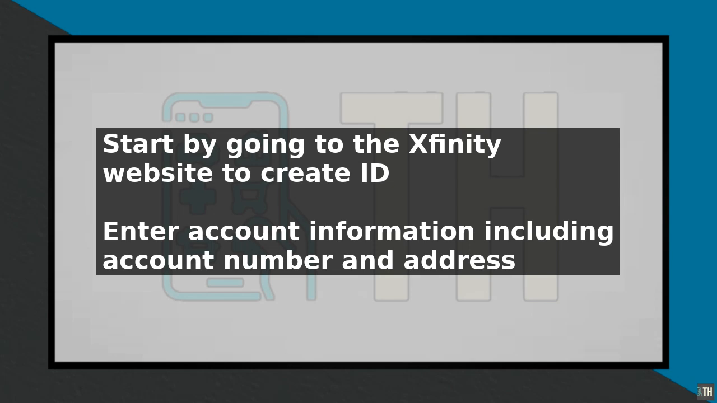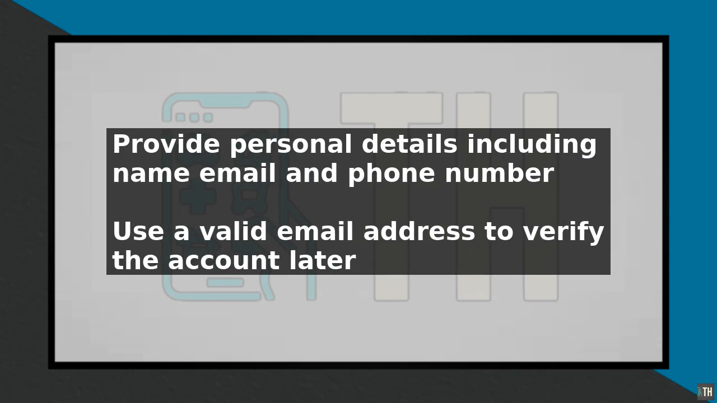You will then be asked to provide some personal details, including your name, email address, and phone number. Make sure to use a valid email address, as this will be used to verify your account. After entering your personal details, you will need to create a username and password for your Xfinity ID. Choose a unique and secure password, and make sure to write it down or store it in a safe place.